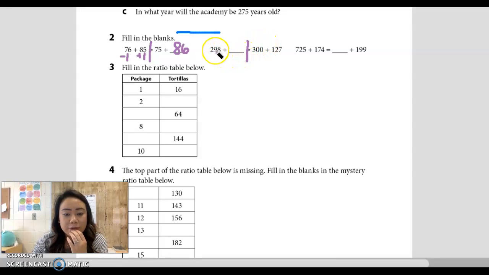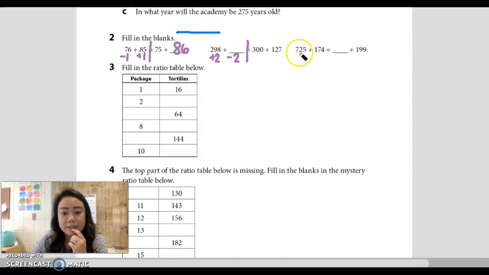Well, I notice that there's 298 and 300 here. It looks like it's a give and take, and it looks like I added 2 to make it 300. So if I added 2, I must have subtracted 2 from a number to give this. So something minus 2 equals 127. Whatever that answer is, that number is right here.